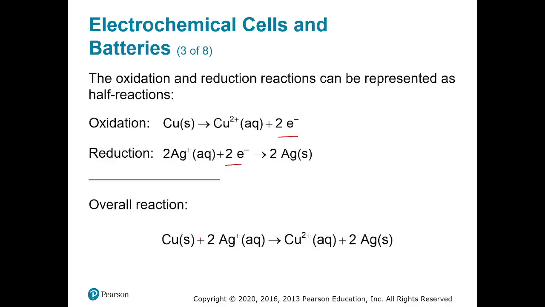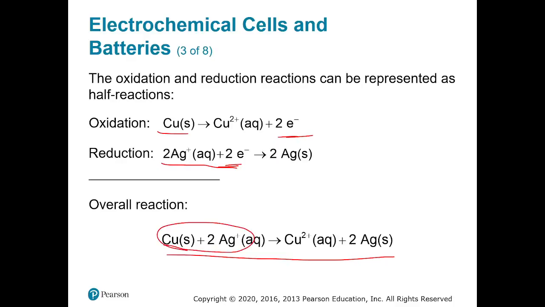So notice that in oxidation, you lose electrons, and so electrons are in your products. In reduction, we gain electrons, and so the electrons are in our reactants. Overall, this reaction would look like this. Note that we have on the left side these things right here: copper solid plus Ag+ right there.